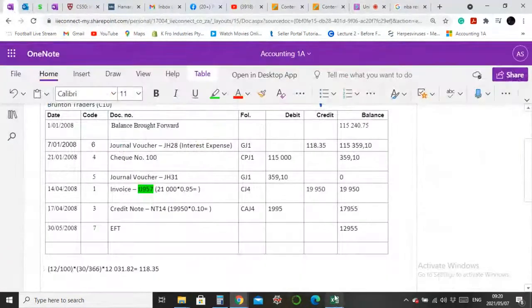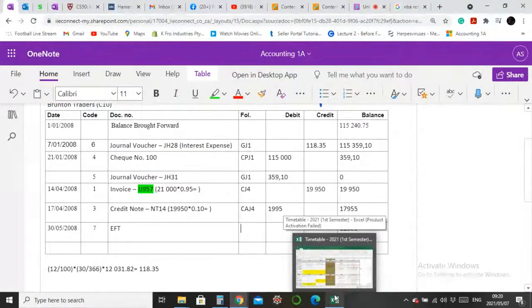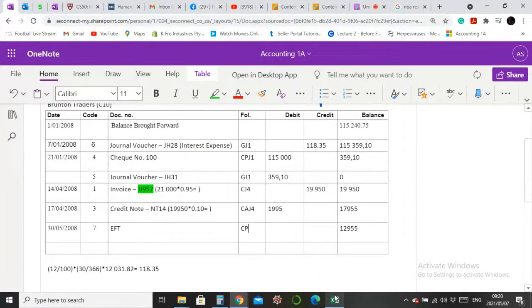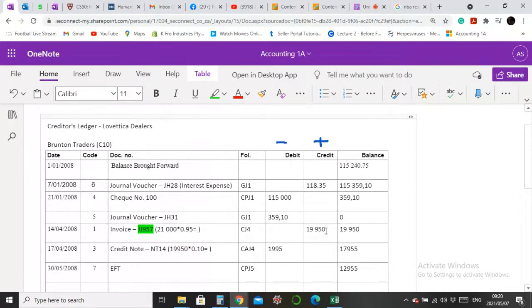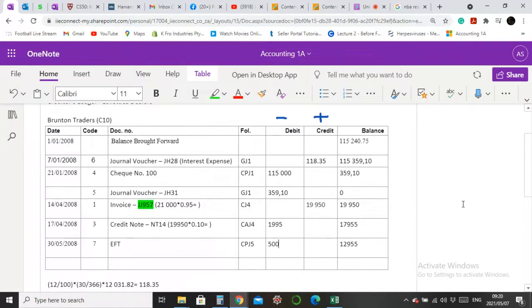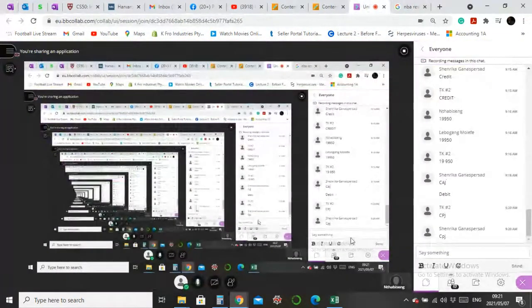CPJ. Okay, 100% CPJ. So then we just write there CPJ, and that happened in May, which is the 5th month. Okay, and it's going to decrease our account. Us paying them is going to decrease what we owe them. So we're putting this on the debit side as well. And then we have a balance that we still need to settle for 12,955.